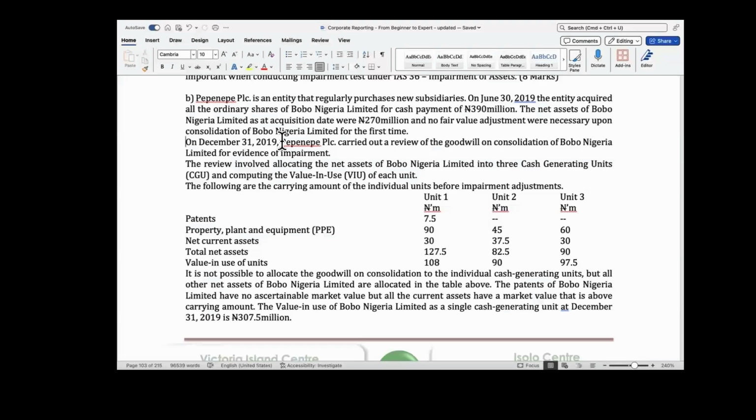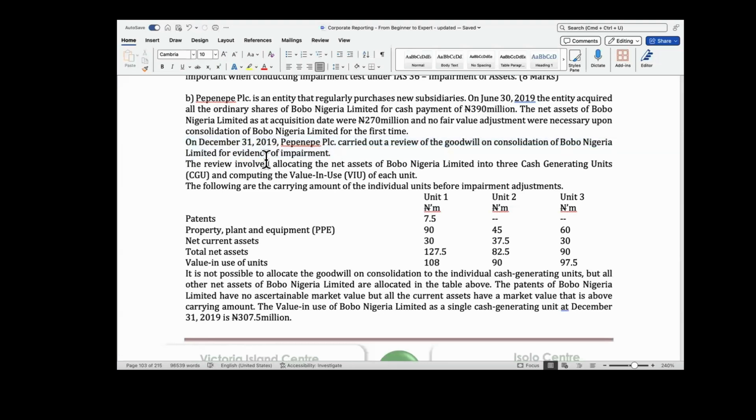So on December, Pepenepe carried out a review of goodwill for evidence of impairment. So this question specifically told us that Pepenepe is trying to see if goodwill has been impaired. And that makes sense because I told you already that goodwill acquired in a business combination is tested for impairment annually. So it's logical for this guy to want to see if the goodwill has impaired at the end of the year. It's expected.